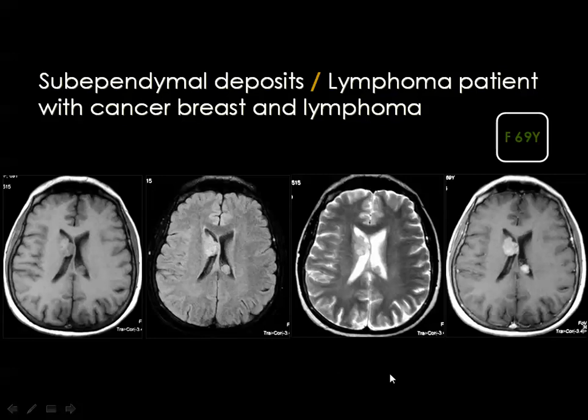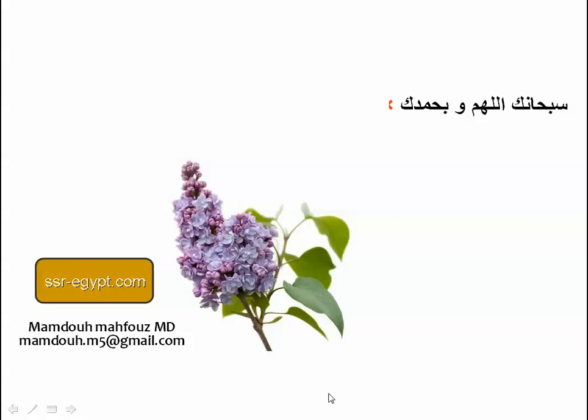Then, what do you think of these lesions? Do they represent metastatic deposits or lymphomatous deposits around the ventricle? We do not know. Then you may go to the clinical picture. You may have the help of spectroscopy, for example, and I don't know actually the way of treatment of such lesions, whether it is directed to the breast cancer or lymphoma or both conditions.